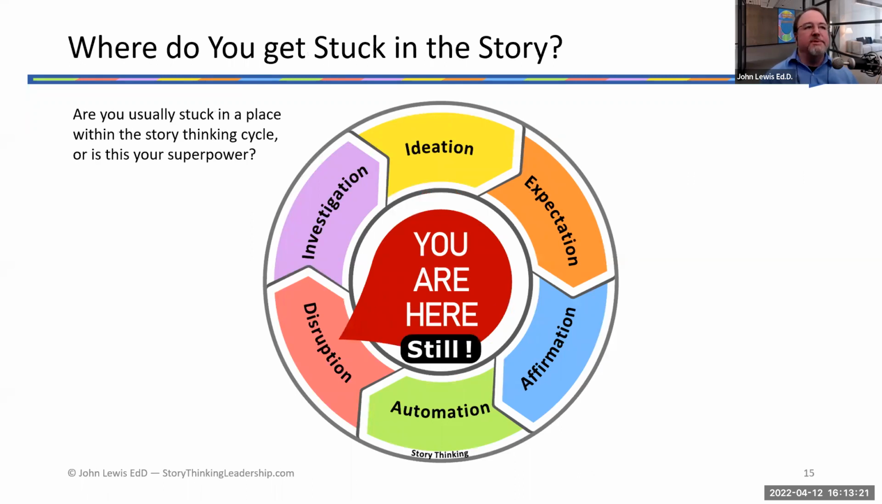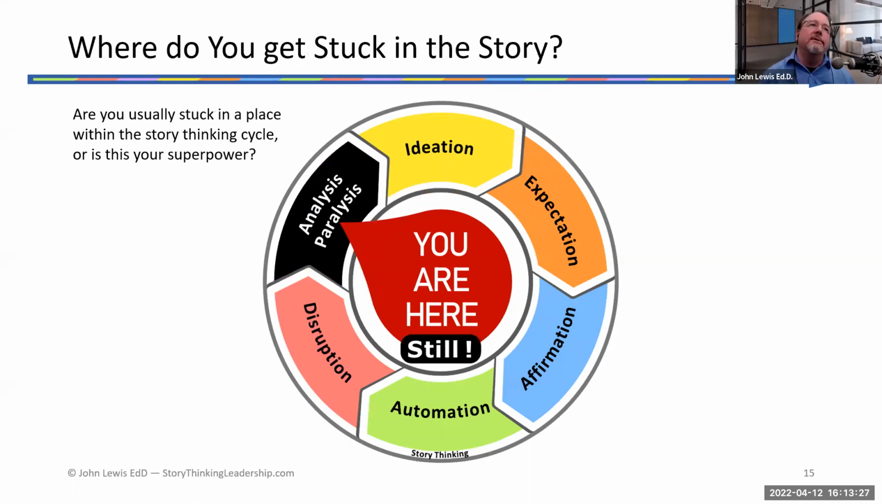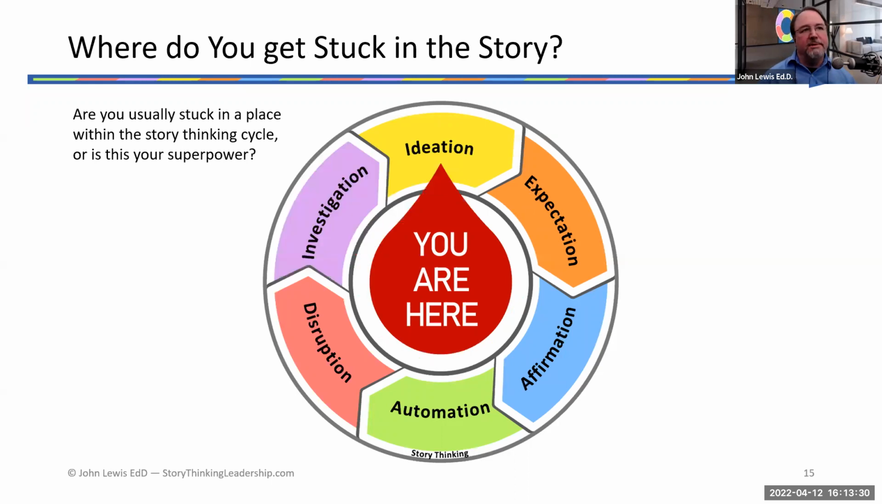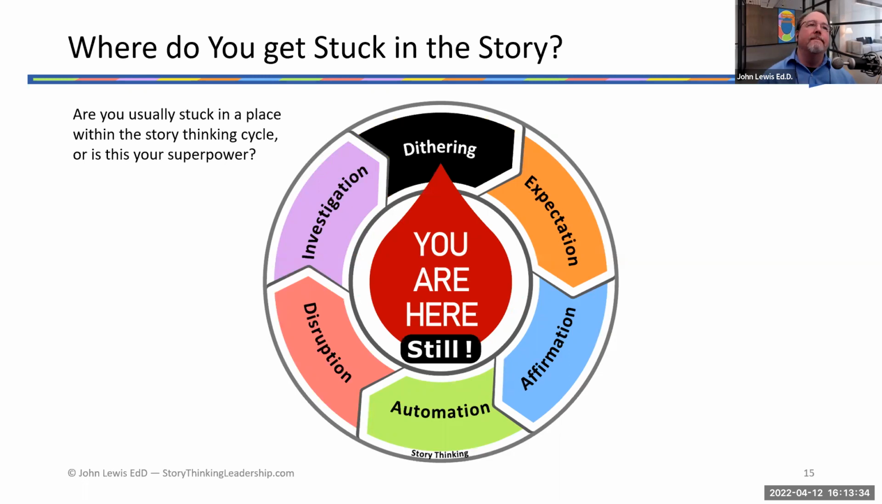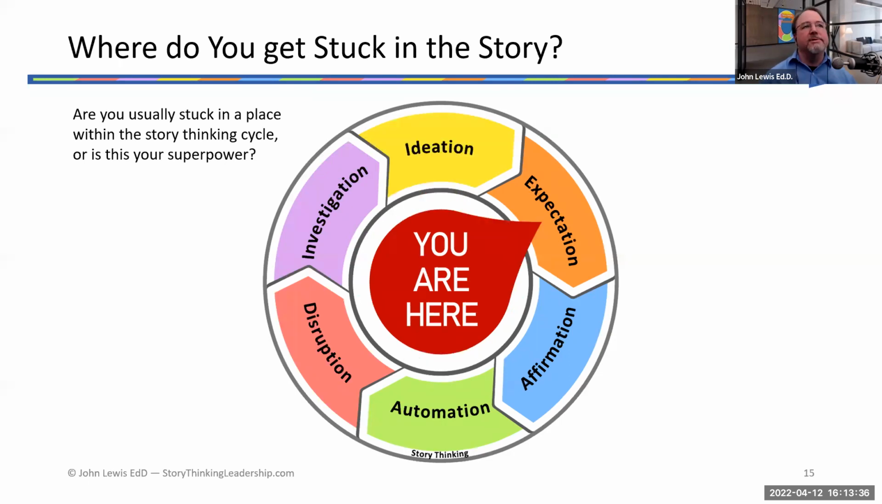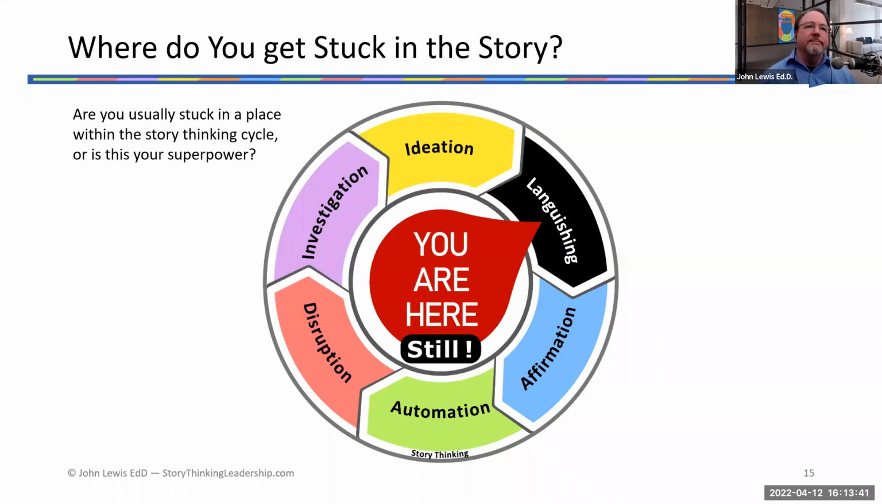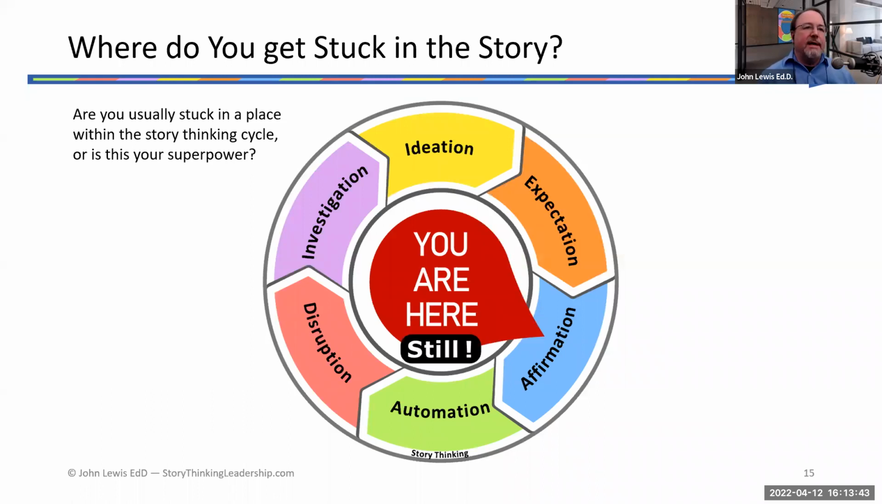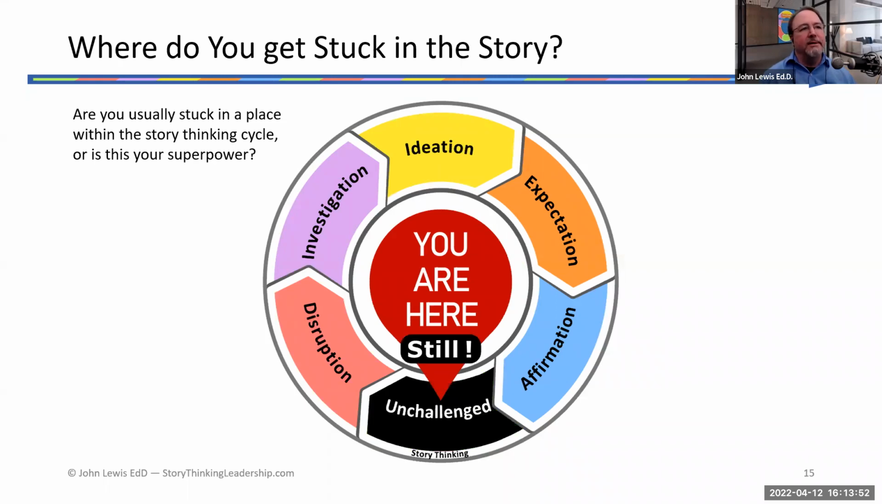Are you in disruption still? Then we're just blustering. Or investigating, you're still investigating, you're looking into it, then you're just in analysis paralysis. Or idea, here's another idea, I'm not sure which one to go with. We're dithering. Maybe you're stuck in trying to put something together and you're languishing. Or it's okay, it's almost okay, it's there, but we want it even better. We're stuck at perfectionism. Or maybe we're stuck just doing the same old thing in our routine, unchallenged.